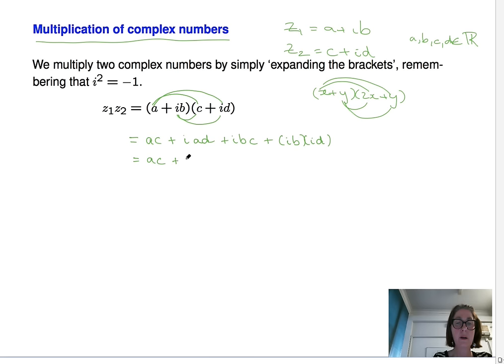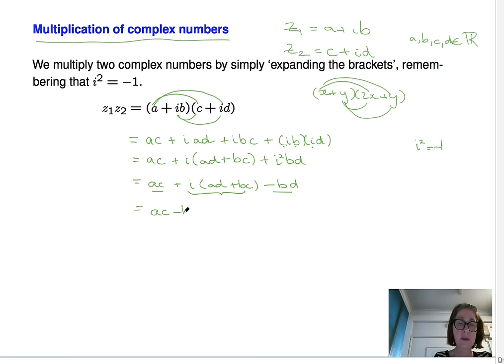So if we collect like terms for the imaginary part, and then when we expand out these two brackets, we've got an i in this term and an i in that term, so we've got i squared, and then we've got b times d. So we've got i squared bd, but of course we know that by definition i squared is just equal to minus 1. So this is ac plus i times (ad plus bc) minus bd. So this is the imaginary part, but these two terms now are both the real part, so we'll collect those terms together as well.